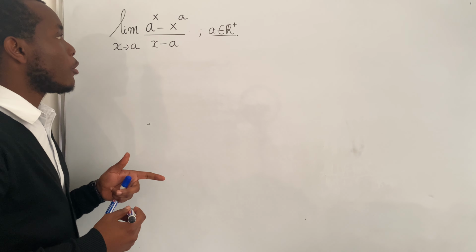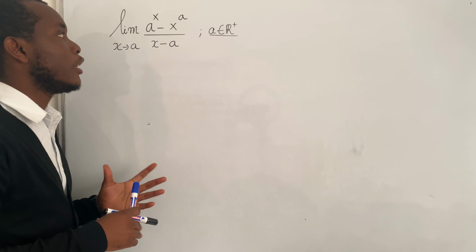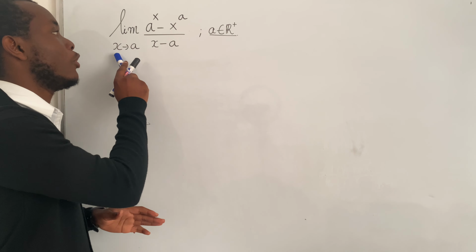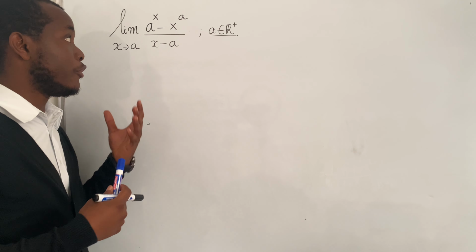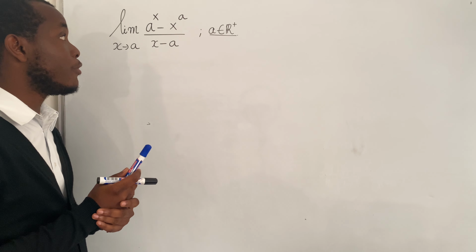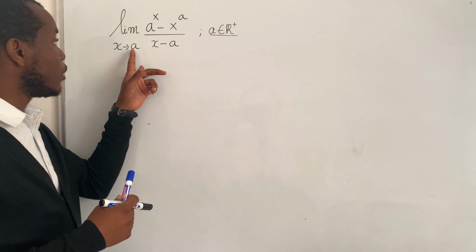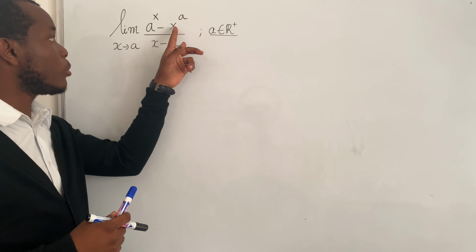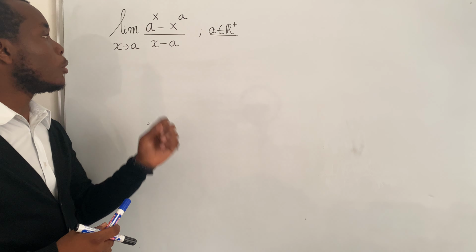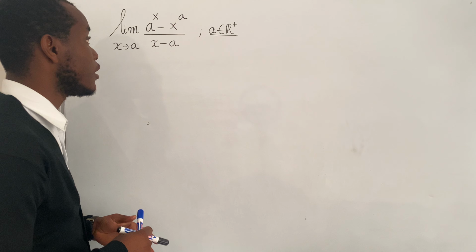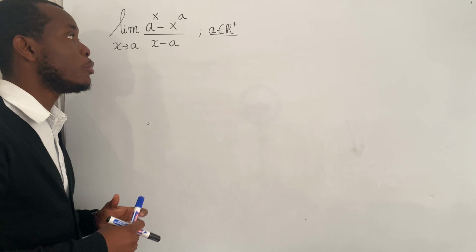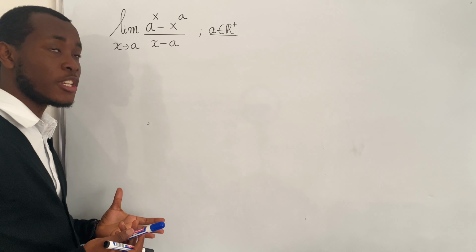To solve this problem, first of all, when we're calculating a limit, we have to substitute the value of x to see if the obtained expression is undefined or defined. If we substitute the value of x by a, on the numerator we'll have symmetric numbers, a^a minus a^a, and the denominator the same. So we'll have 0 over 0, which is undefined.